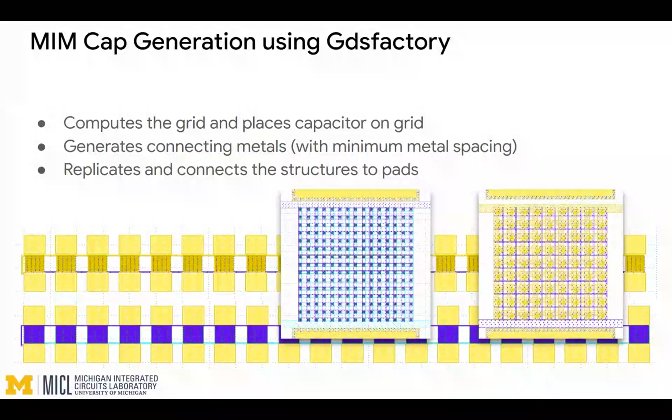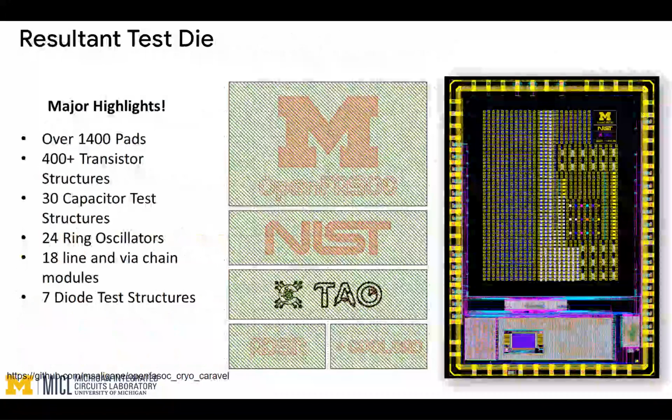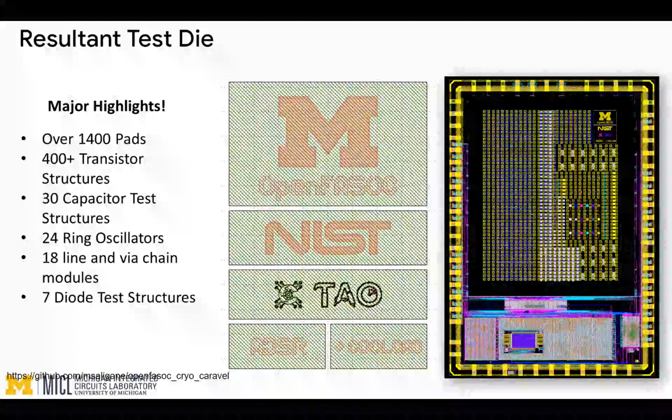We have the MIM arrays and the diode arrays. We ended up reusing some of the functions, and we started the tape out at the end of December and finished it in February. And this is the resultant test die. It has about 1400 pads for 400 transistors. And the list is there.